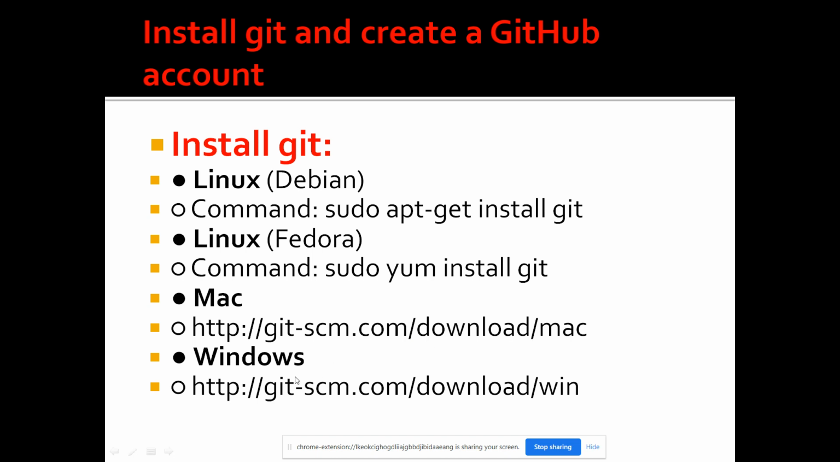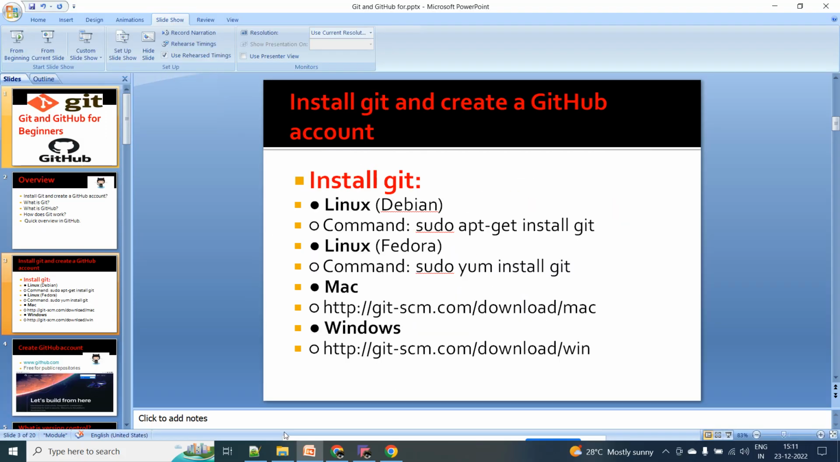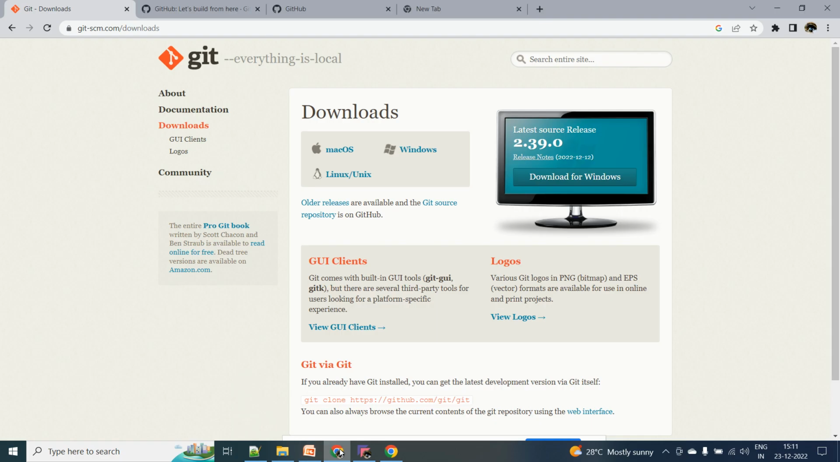In this video I'm going to show the Windows level. So I'm going to use the Git SCM Windows download version, and I'll show where to download it. You can go to gitscm.com/downloads in the browser. Here you can see Download for Windows. In the same way, if you want to download for Mac OS, there is a downloads page where you can see Mac OS, Windows, and Linux. Right now it is selecting Windows, since I'm working with Windows, so I'm showing the download for Windows.